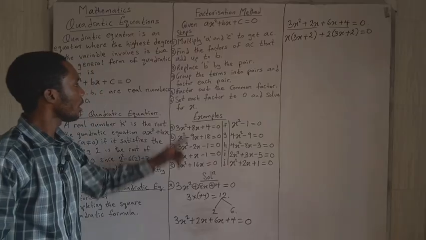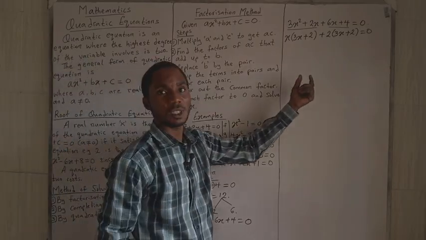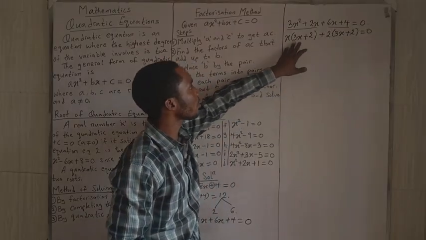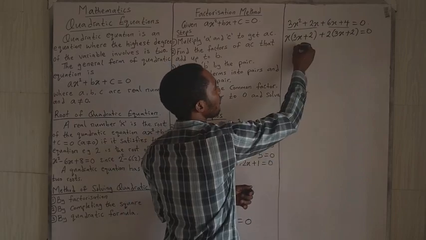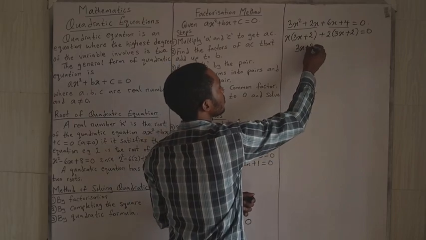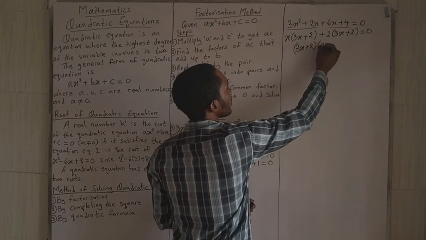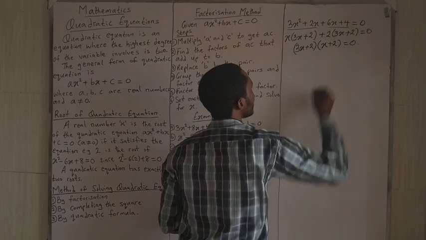The next step, factor out the common factor. We can see that the common factor here is what is inside this bracket. It is common to this term and it's also common to this term. We are going to factor that out. We have 3x plus 2. What do we have here? x. And what do we have here? Plus 2 equals 0.